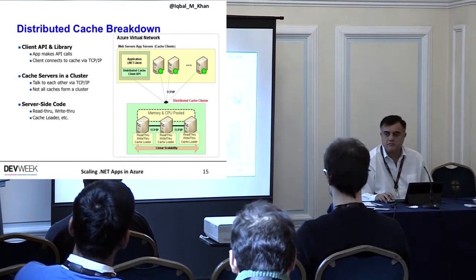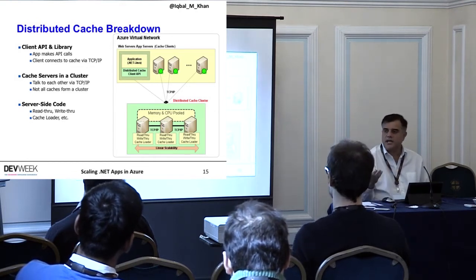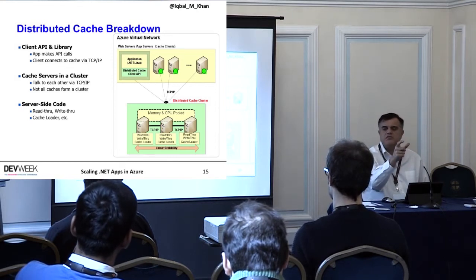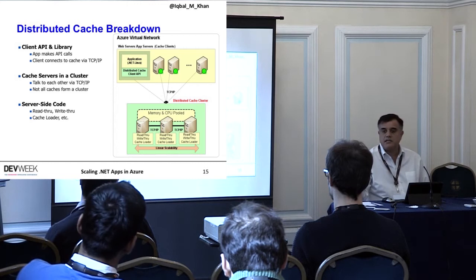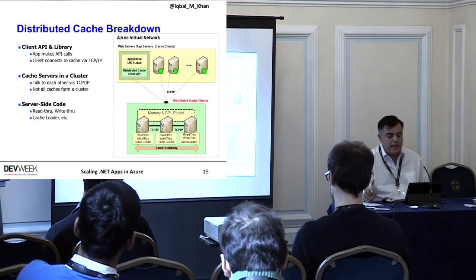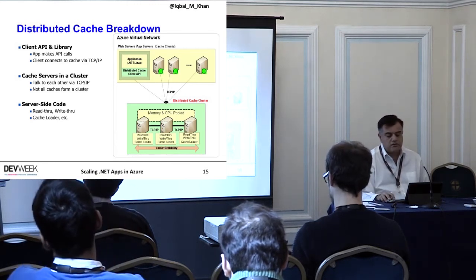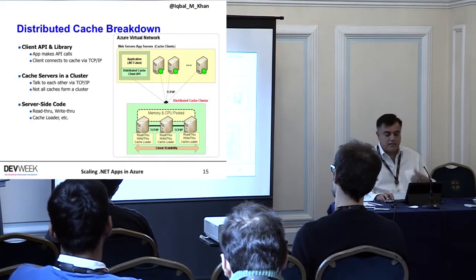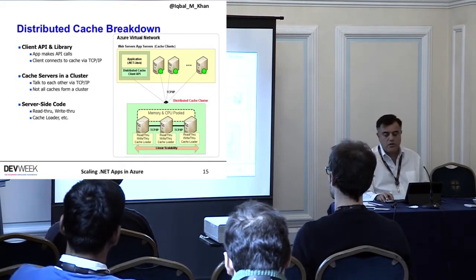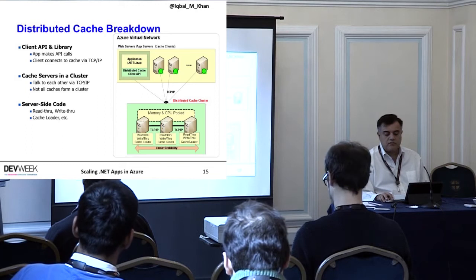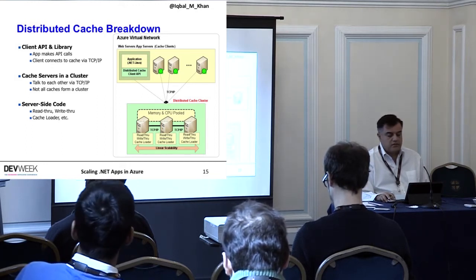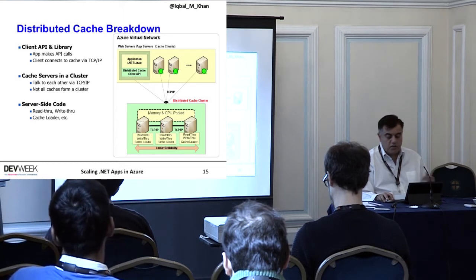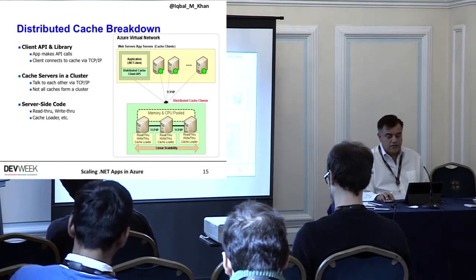It's cache.insert, cache.add, cache.remove, and there's a key. The key is usually a string, and the value is an object. The value could be any .NET object. Because there's an API, there's also a library, some .NET assemblies that get installed on your web or application server box. And then there's a cache server component that we talked about.